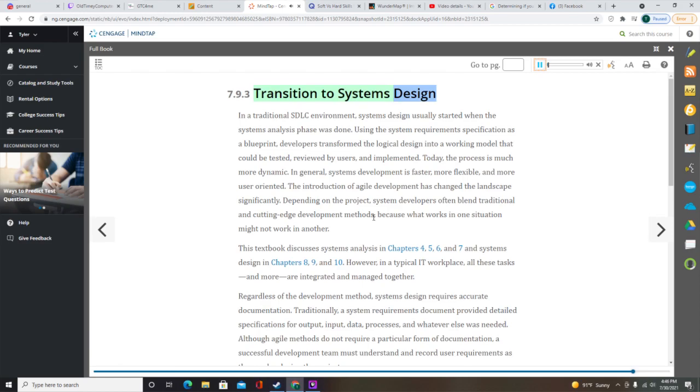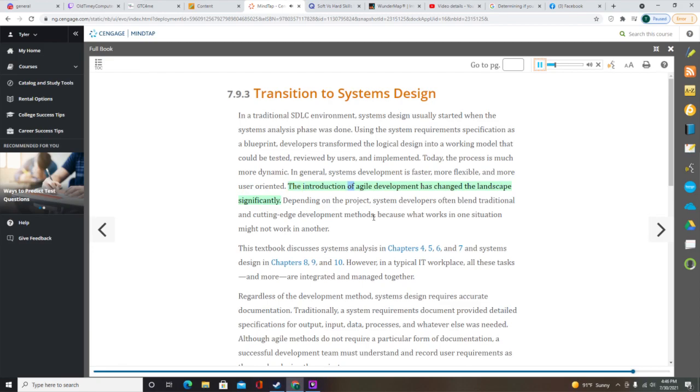Transition to systems design. In a traditional SDLC environment, systems design usually started when the systems analysis phase was done. Using the system requirement specification as a blueprint, developers transformed the logical design into a working model that could be tested, reviewed by users, and implemented. Today, the process is much more dynamic.